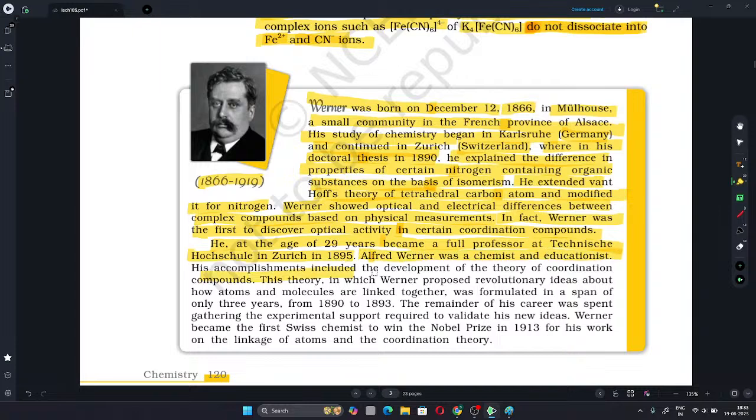His accomplishments included the development of the theory of coordination, how atoms and molecules are linked together, which was formulated in a span of only 3 years, from 1890 to 1893. The remainder of his career was spent gathering the experimental support required to validate his new ideas. Werner became the first Swiss chemist to win the Nobel Prize, in 1913, for his work on the linkage of atoms and coordination theory.